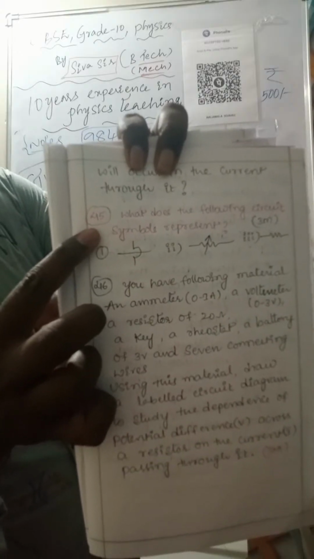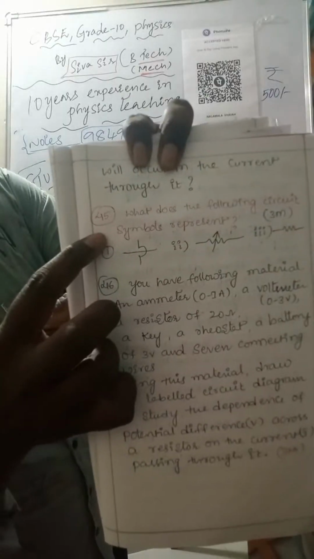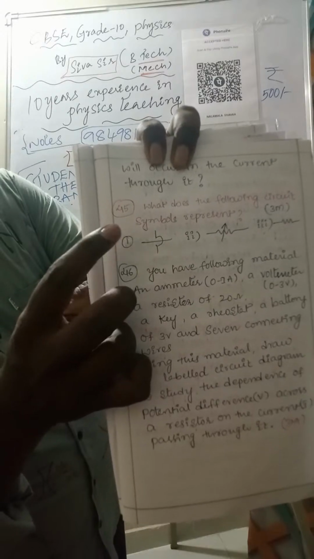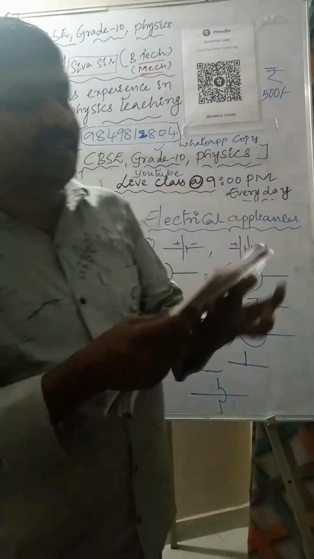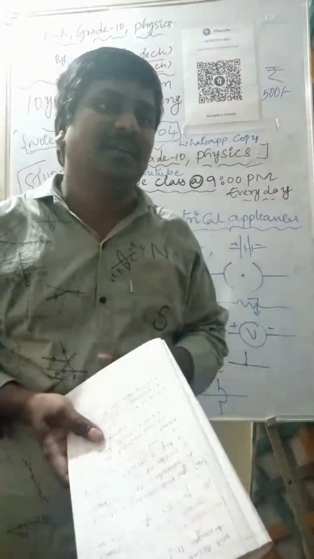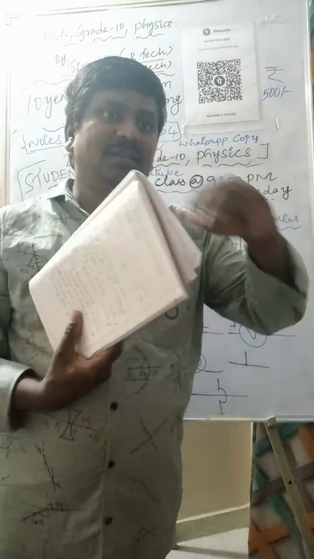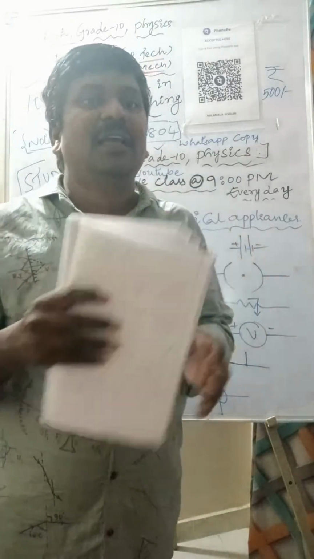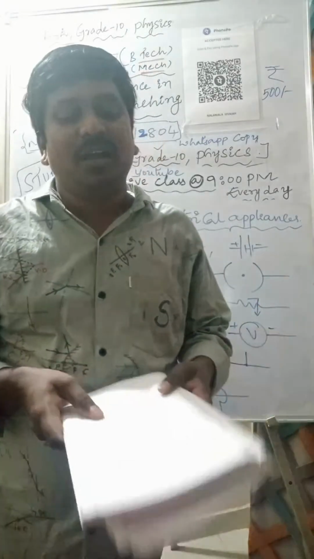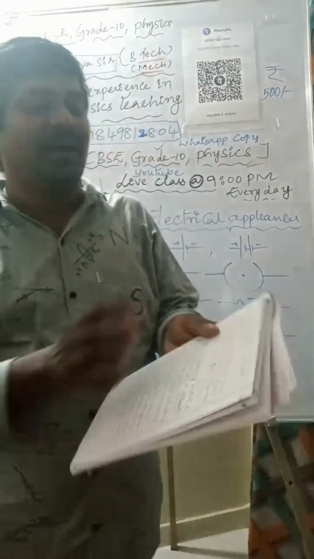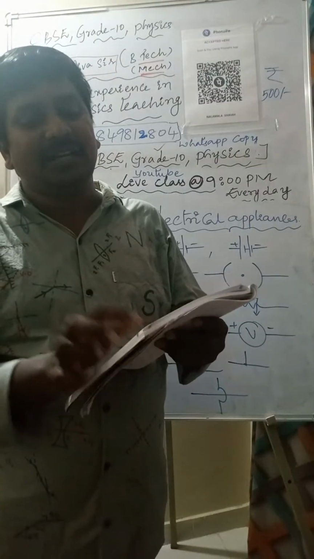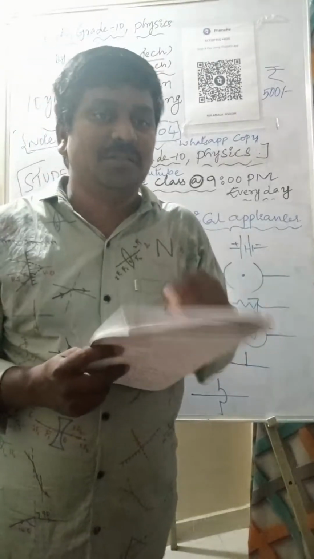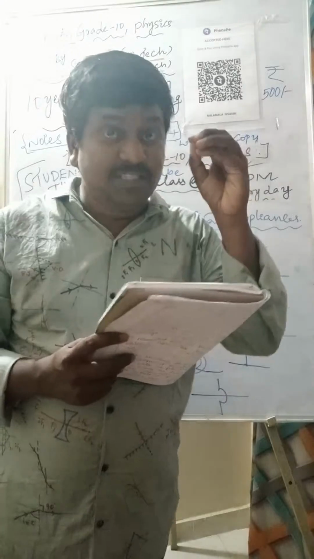So here you can see this is the 45th question. The question is related to: what do the following circuit symbols represent? You can even play back this live class and watch this one. So here they are asking what the following circuit symbols represent. First one is wire crossing. Second one is rheostat. Third one is resistor. One mark each, so this is a 3 marks question. Simple.